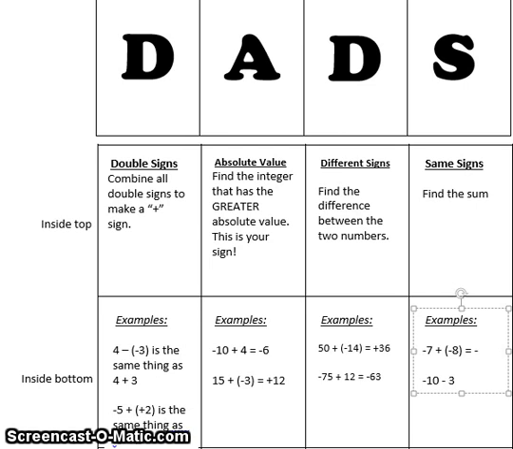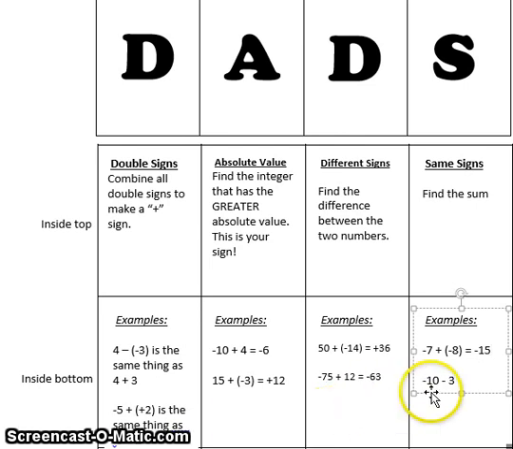We know our answer is going to be negative because we've already gone through the other letters of our DADS foldable. We know that the absolute value of negative 7 is 7, and the absolute value of negative 8 is 8. And because negative 8 has the greater absolute value and it is negative, our answer will be negative. And then we find the sum of 7 and 8, which is 15. So it's a negative 15.